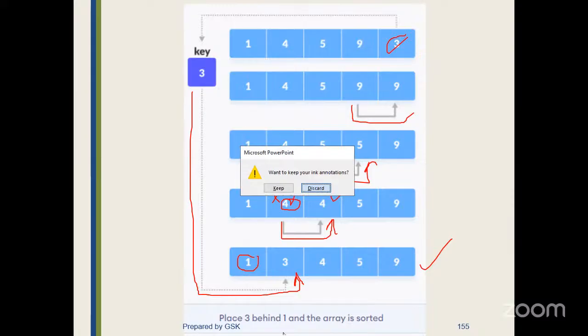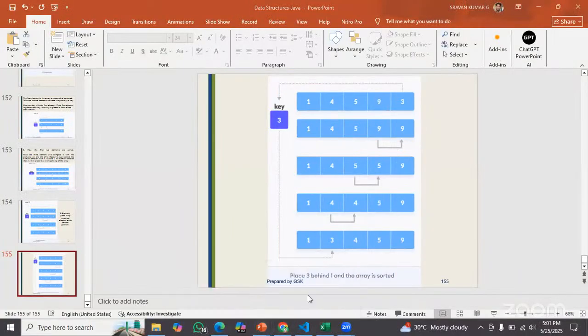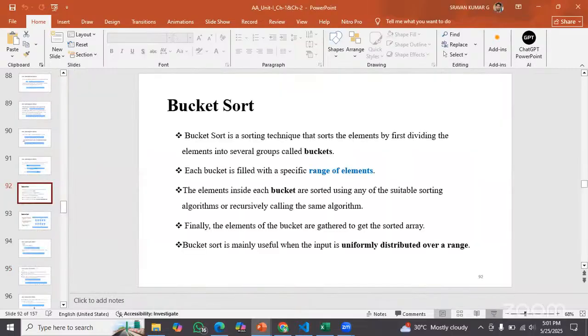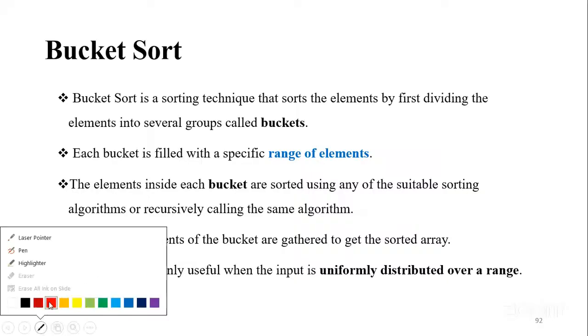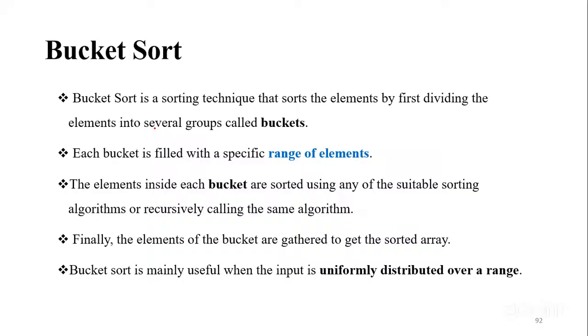Let me tell you some more sorting techniques. Next sorting technique is bucket sort. Bucket sort is a technique that sorts the elements by first dividing the elements into several groups. Those groups are called buckets. The first step in the bucket sort algorithm is that we need to divide the given array, in simple terms, into several groups. Those groups are called buckets.